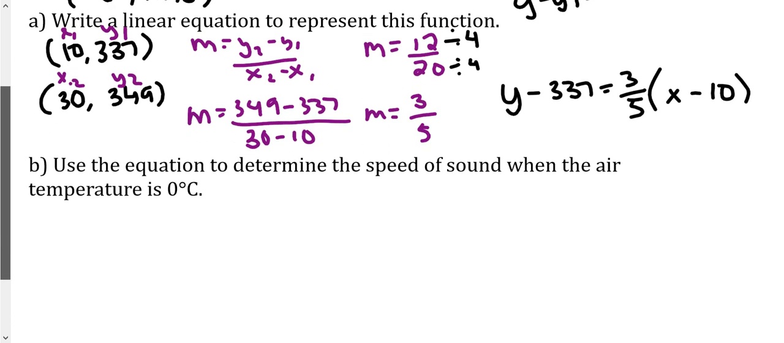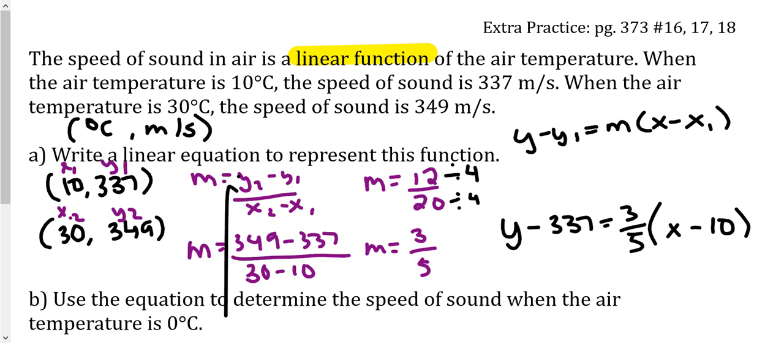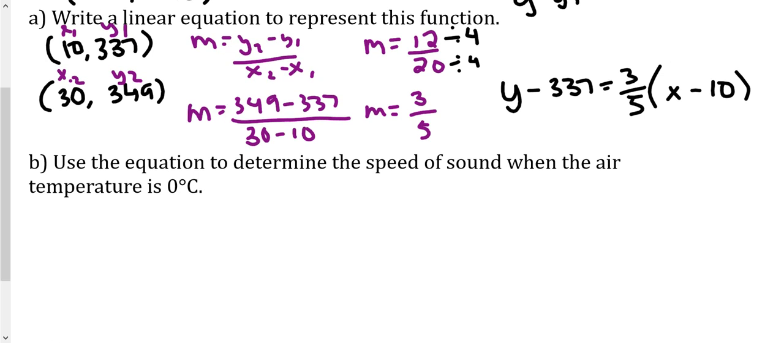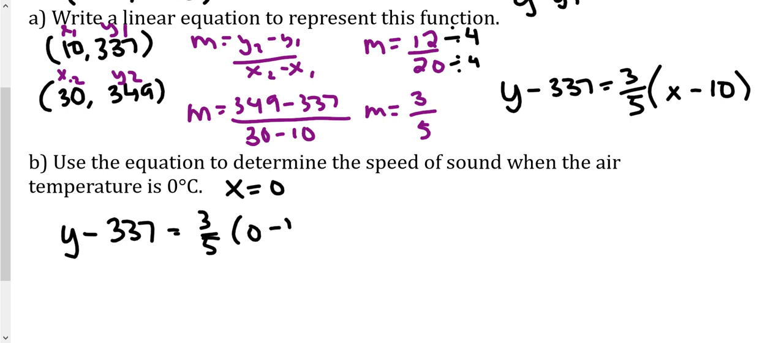Use this equation now to determine the speed of sound when the air temperature is 0 degrees. So now they're telling us that x is 0. So we plug that right in. y minus 337 is 3/5 of 0 minus 10. Right? Trying to solve for that speed, that y value.